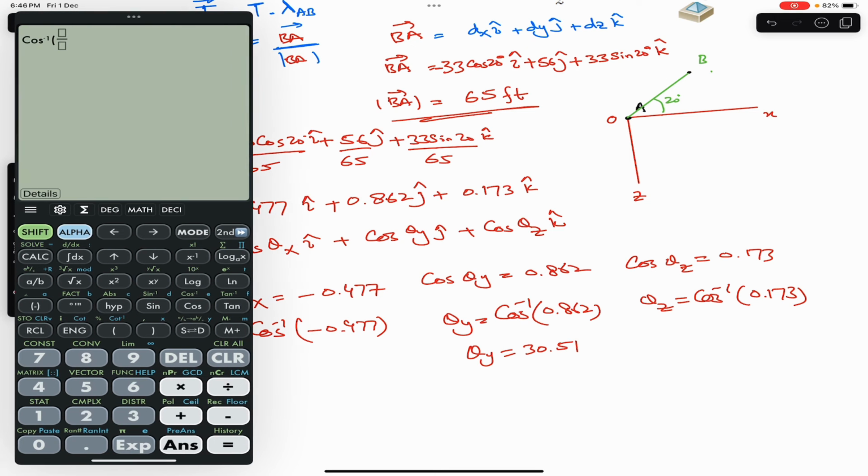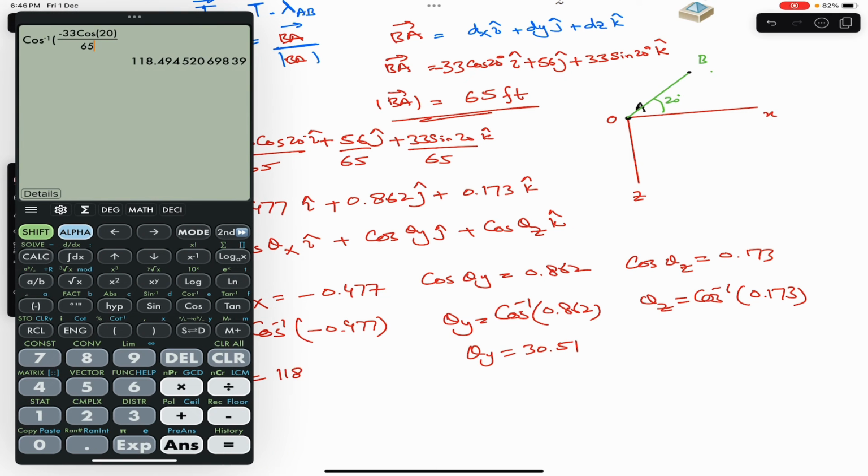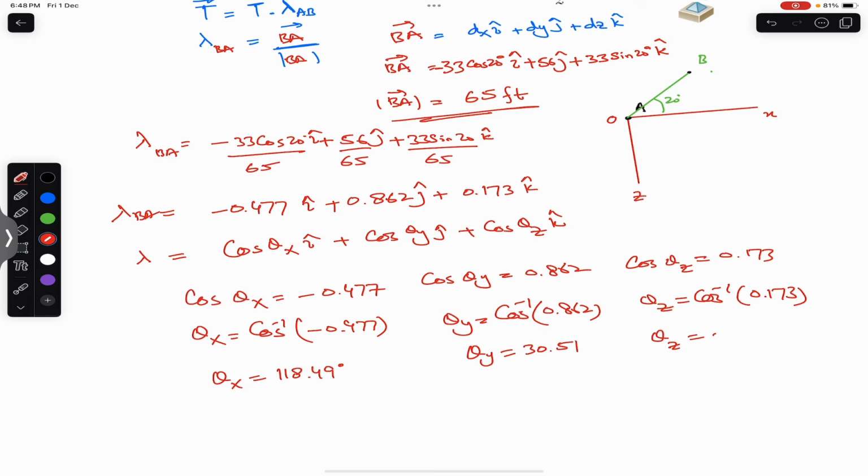Cos inverse of minus 33 cos of 20 divided by 65, so that is 118.49. So theta x is 118.49 degrees, and similarly theta z is cos inverse of 33 sine of 20 divided by 65. So this gives me 80. So theta z is 80 degrees. So theta x is 118.49, theta y is 30.51 degrees, and theta z is 80 degrees.